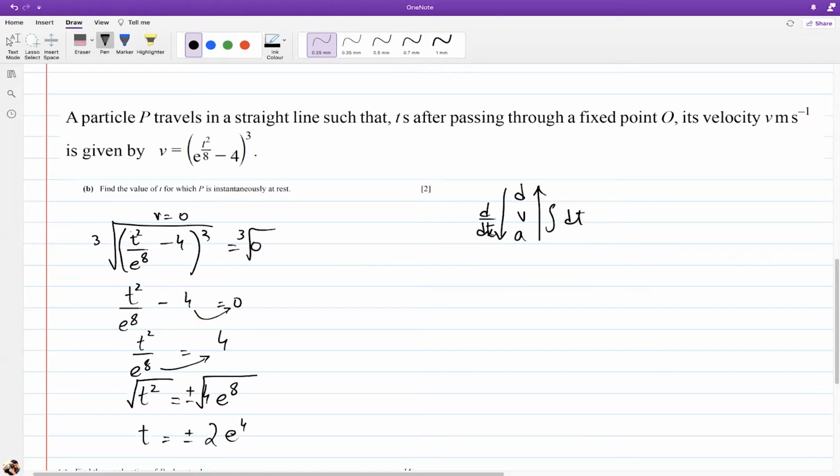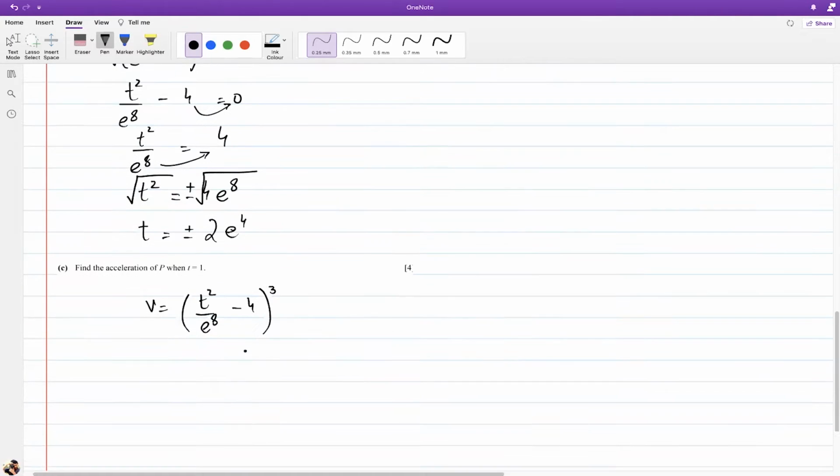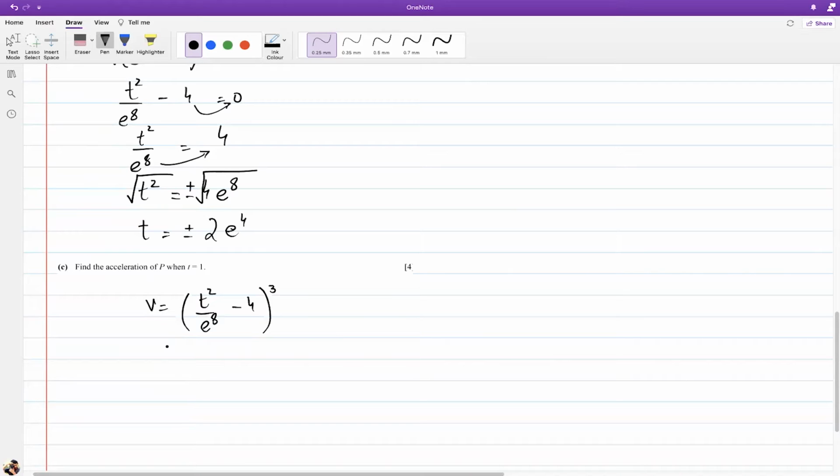The derivative of distance is velocity, and the derivative of velocity is acceleration. In the opposite direction, the integration of acceleration is velocity, and the integration of velocity is distance. Okay, so here we have velocity equal to (t square over e power 8 minus 4) whole cube. So when you take the derivative of this, you will get acceleration. So I can say a is equal to dv over dt.